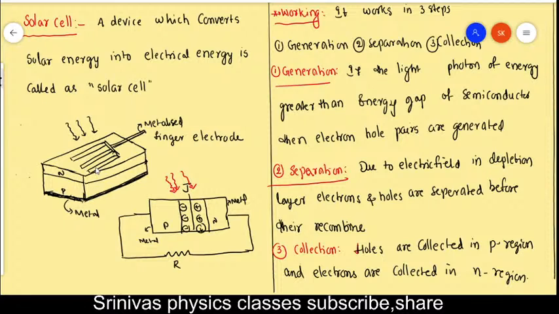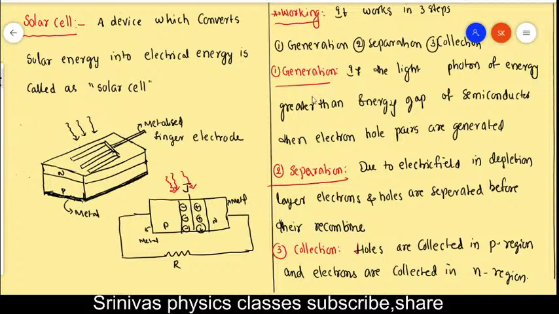Here this is the PN junction diode. Below the P there is one metal attached. Above the P there is some fingered metal attached. Then the N region is a very thin layer. When the light falls on the N region, it is made to be incident at the junction. Through this fingered metal the light is allowed to be incident on it.